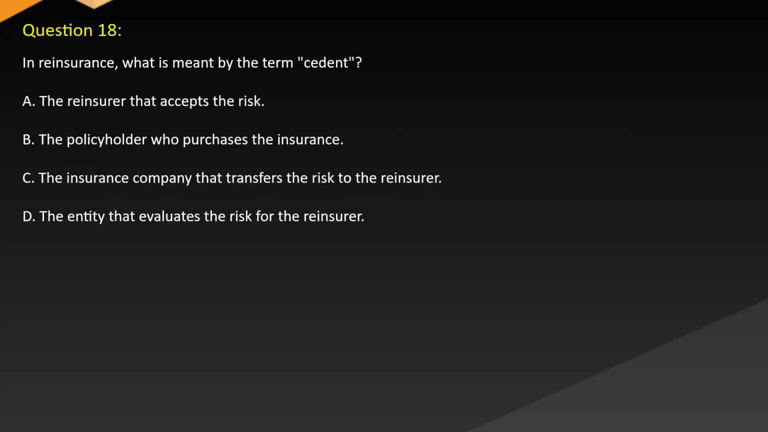Question 18. In reinsurance, what is meant by the term cedent? A. The reinsurer that accepts the risk. B. The policyholder who purchases the insurance. C. The insurance company that transfers the risk to the reinsurer. D. The entity that evaluates the risk for the reinsurer.